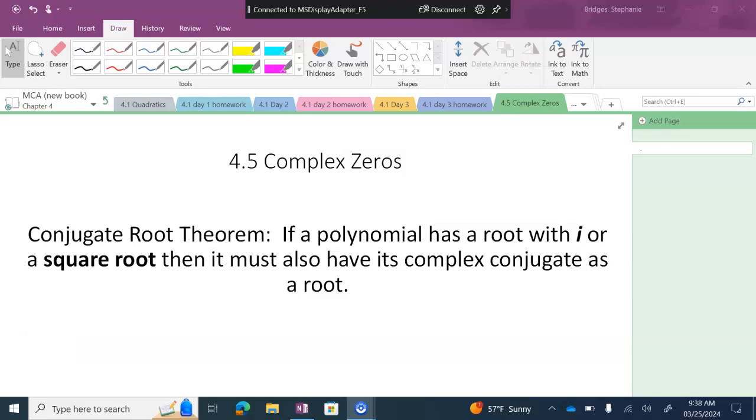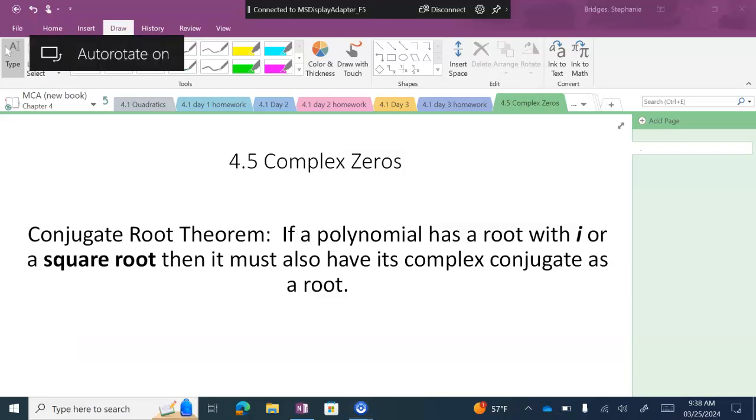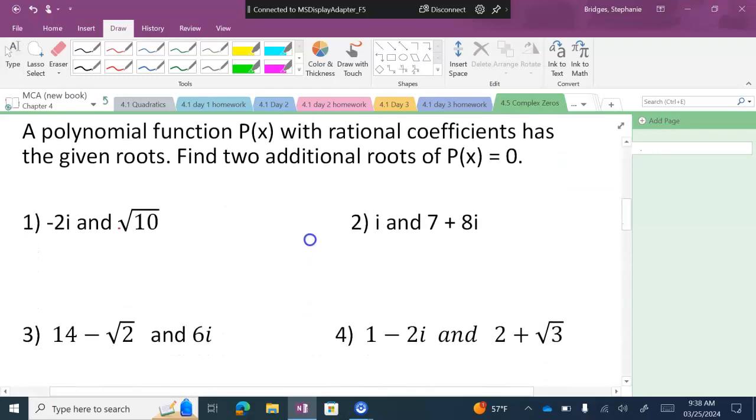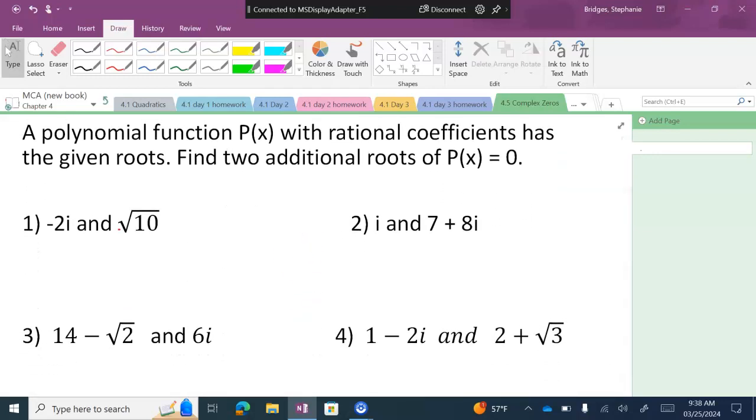All right, so again, the conjugate root theorem says any solution that has an imaginary number i or a square root in it also has to have its conjugate as a solution as well. So what we're going to be given is a polynomial function, or it's going to tell us that a polynomial function has these given solutions, and it's going to ask us to find the other solutions. In these particular examples, it says find two other solutions.